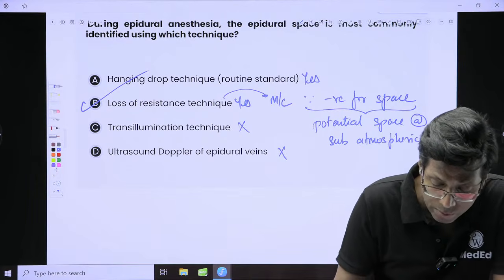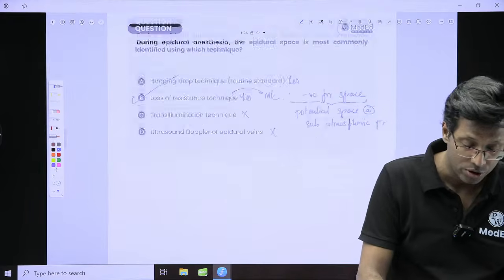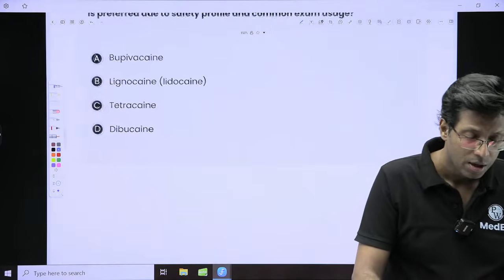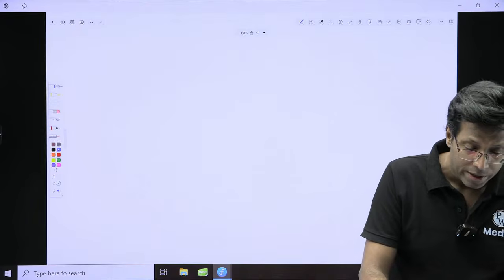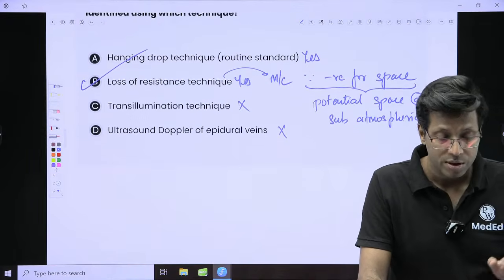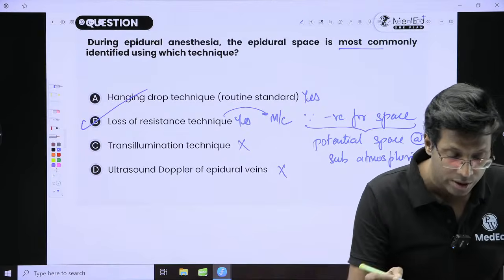Okay, it's a potential space at subatmospheric pressure. That's the point. All right, so that's the reason behind it. And hanging drop is also correct, but loss of resistance is the most common. They had asked you the most commonly used technique for epidural.